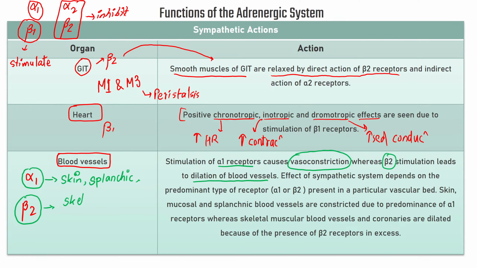Beta 2 कहाँ रहेगा? Skeletal muscles में. Obviously we have to run, we have to fight. Muscles में blood increase होना चाहिए. And the coronaries, the coronary arteries. Coronary arteries heart को blood supply करते हैं. Increased blood flow to the heart obviously will lead to increased stimulation of the heart, increased action of the heart. ज़्यादा blood pump होगा.